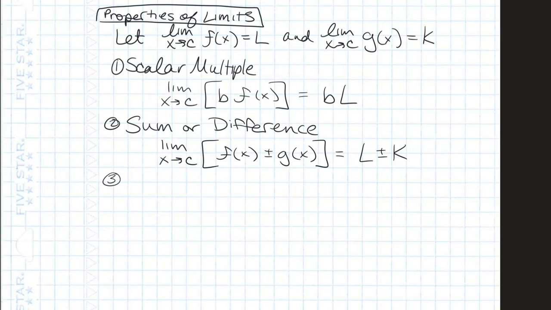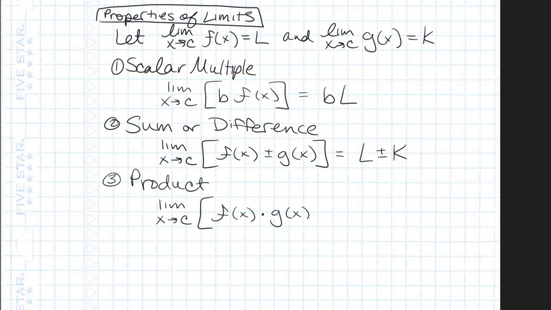The third of 5 properties is the product property of limits. It's saying that if we're doing the limit as x approaches c for multiplying f of x times g of x, it follows that we can just multiply their limits together themselves.